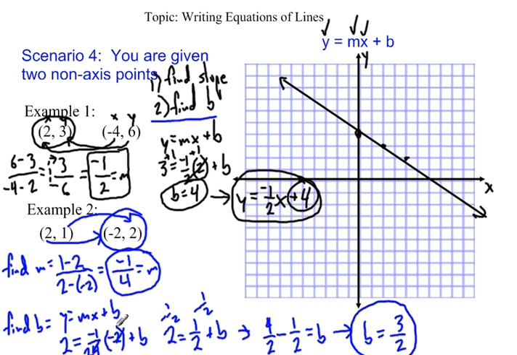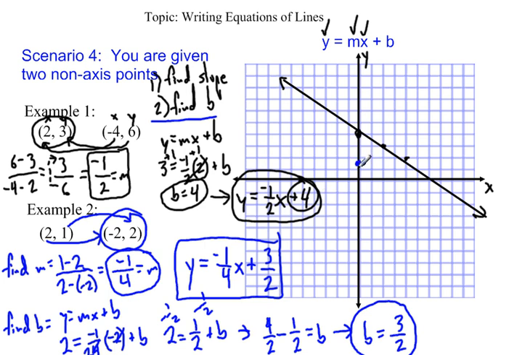Now I've got b, I've got m. The equation of my line is y equals negative 1/4 x plus 3/2. And that's how you do it. Now if you want to graph 3 halves, that will be right there, about 1.5. Drop down 1, move over 4.